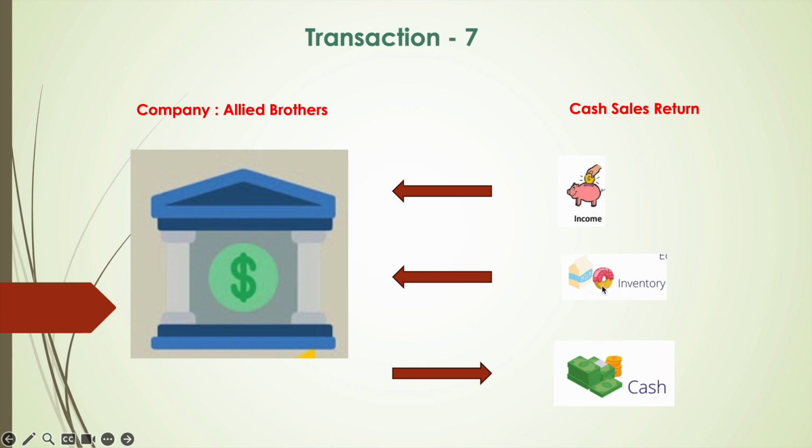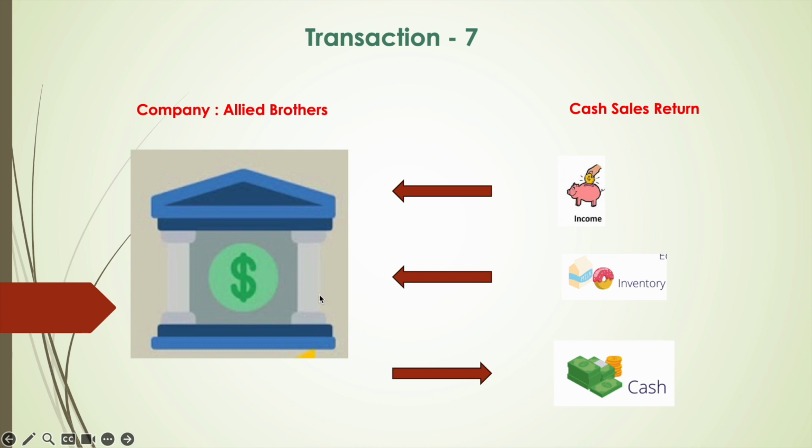Processing the return, the seller verifies the returned goods to ensure they are in their original condition and eligible for return according to the company's return policy. Refund. If the return is approved, the seller provides a refund to the customer in the form of cash or issues a credit memo if the customer prefers to apply the refund to future purchases.